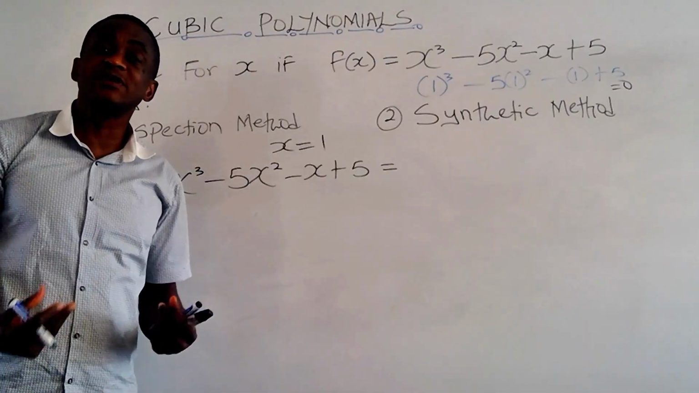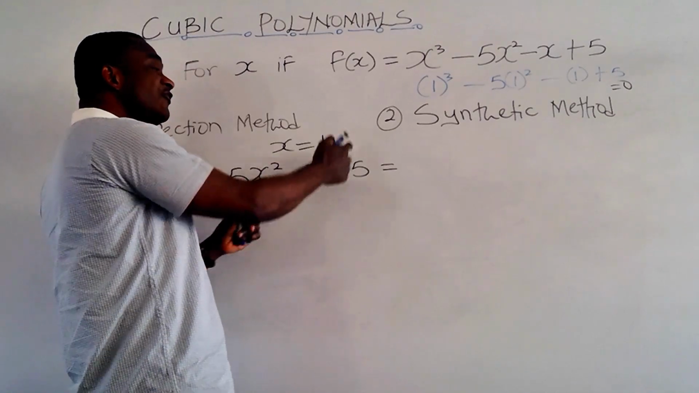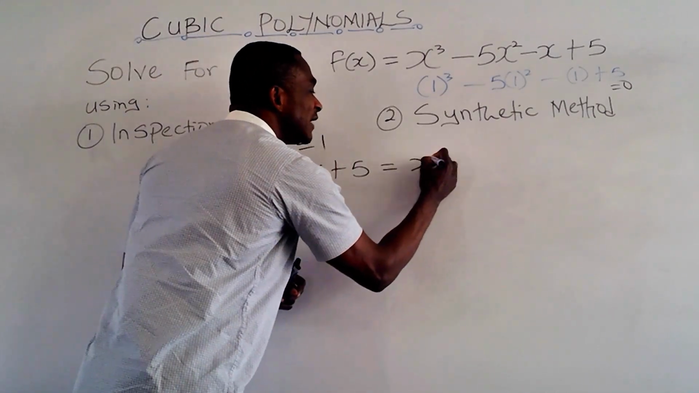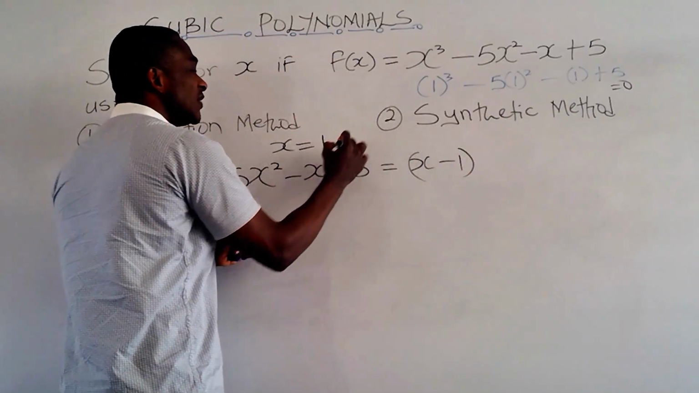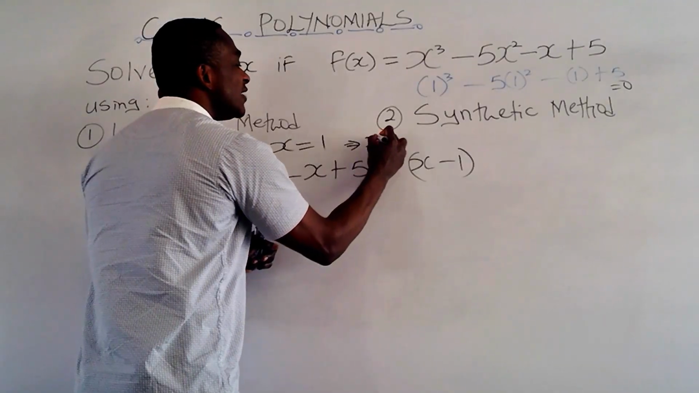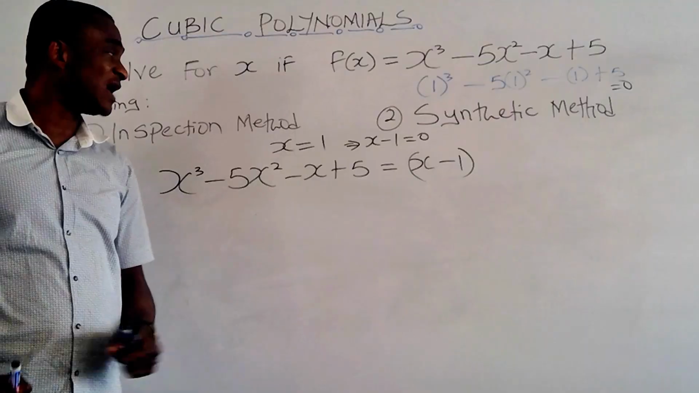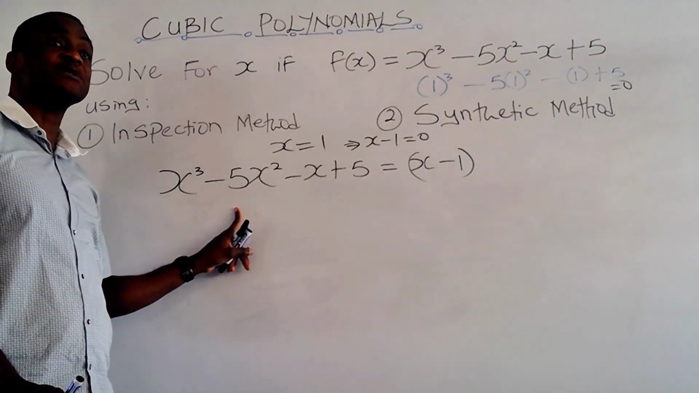But how do we represent it as a linear function? So this is x equals 1. If we equate this to 0, it will become x minus 1, because x minus 1 is 0. This is where we came from: x minus 1 is 0, and then x becomes 1. So this is a linear function that we can get out from this.